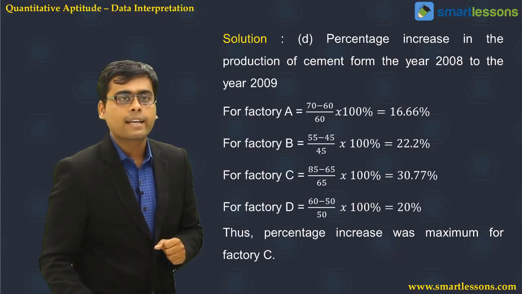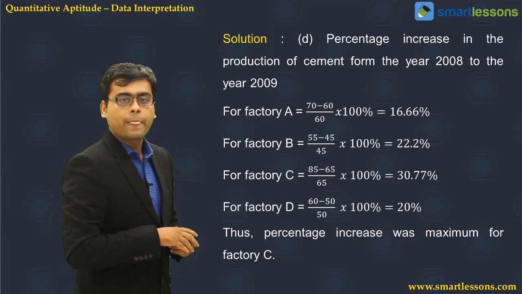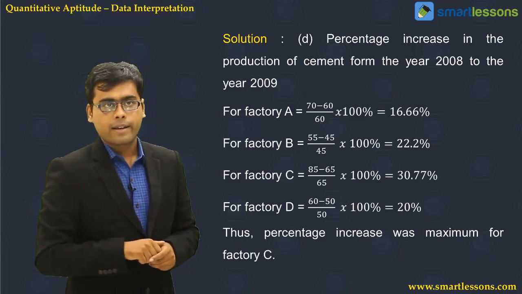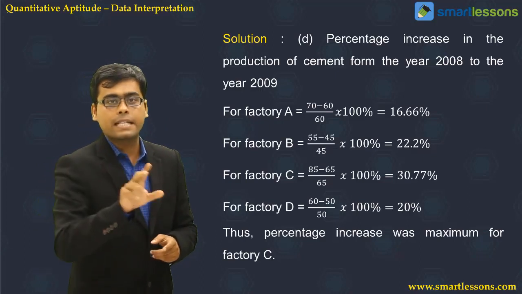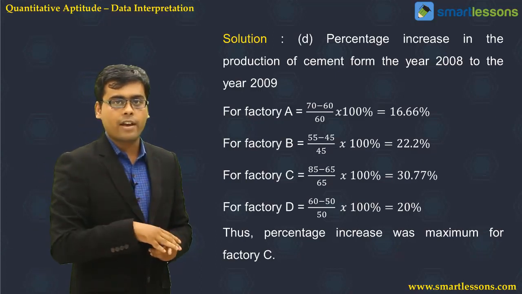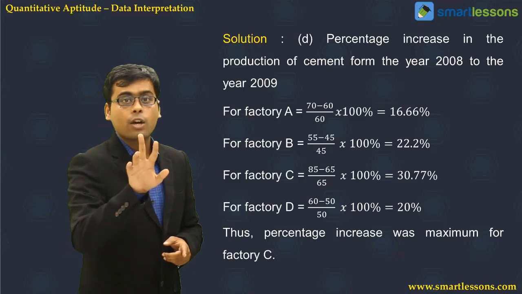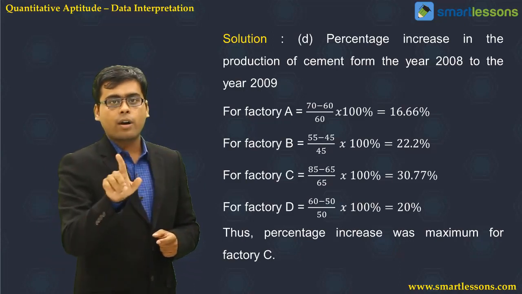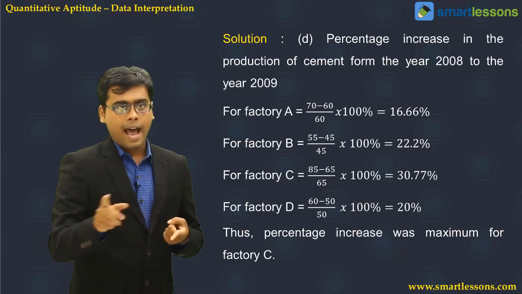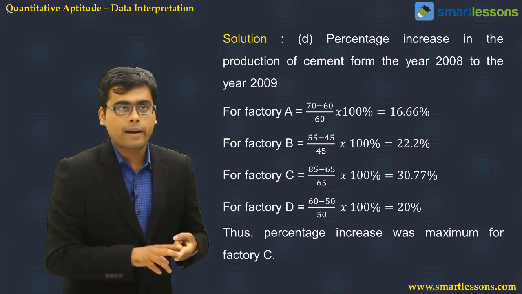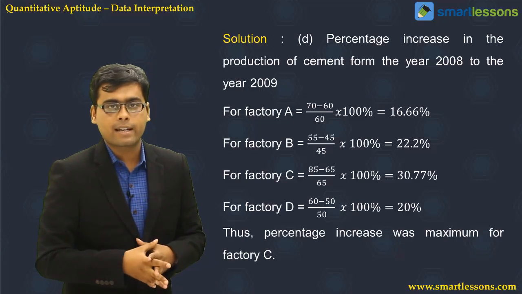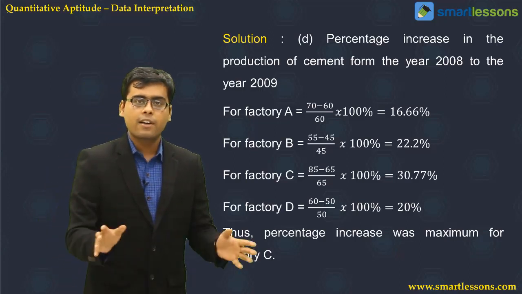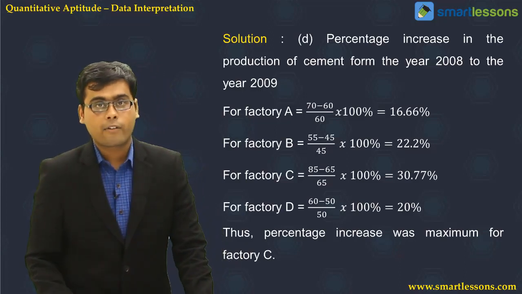Now as you can see, for B, it is 55 to 45, that means the difference is 10. And for C it is 85 and 65, so that means the difference is 20. So the required percentage would be 10 into 100 by 45 and 20 into 100 by 65. So which one is greater? Obviously 20 into 100 by 65 would be greater. So that means factory C would be the right choice.